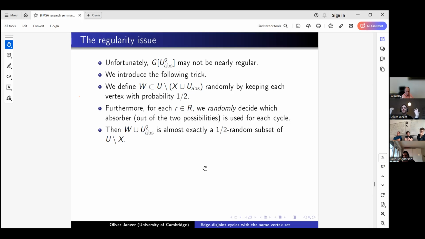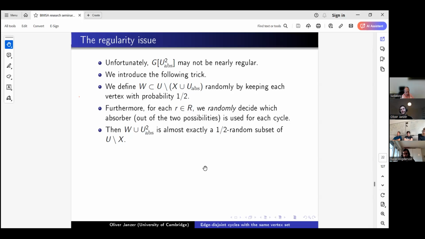I first of all claim every vertex in U minus X is in it with probability 1/2. And that's because if a vertex is in U minus X, either it is in the chain of absorber pairs, in which case with probability 1/2 it is chosen to be in the first cycle, and with probability 1/2 it is chosen to be in the second cycle. So indeed, with probability 1/2, it is in U_abs 2. And if it's not in the absorbers, then it gets sampled into W with probability 1/2. So surely every vertex gets sampled into this random subset with probability 1/2.